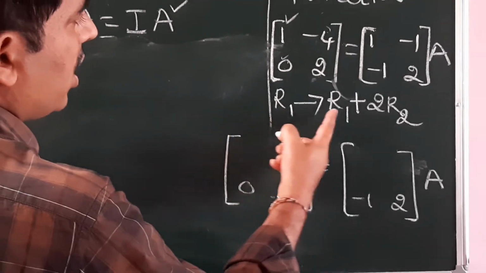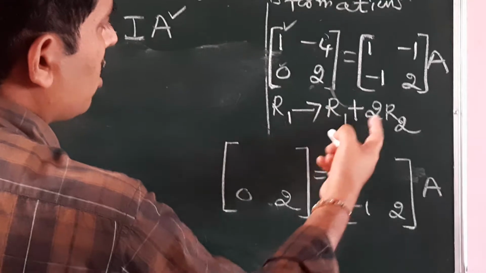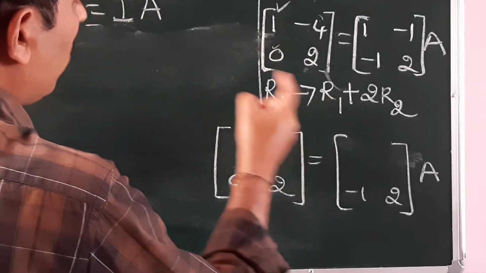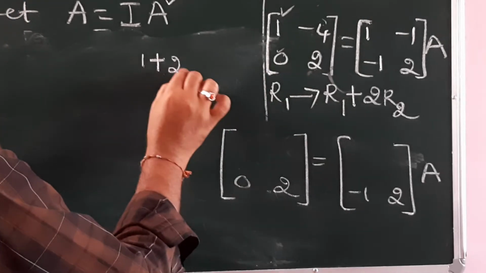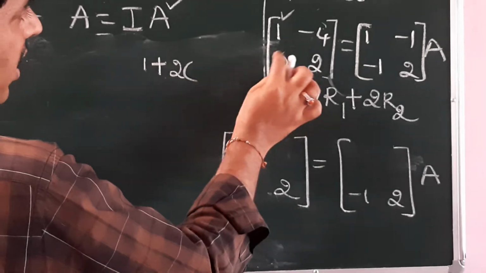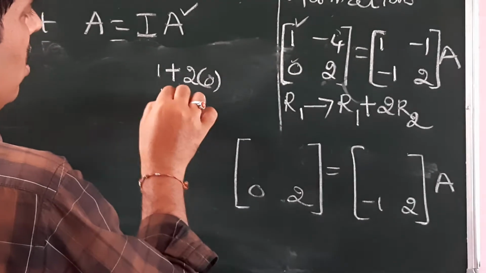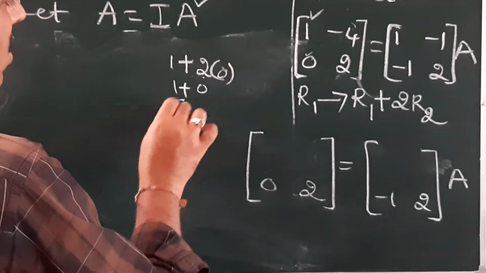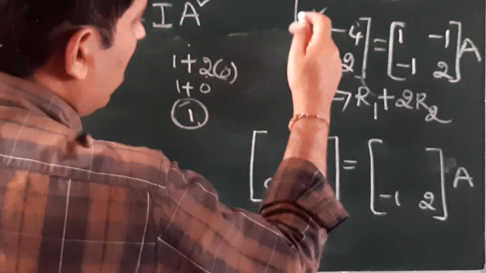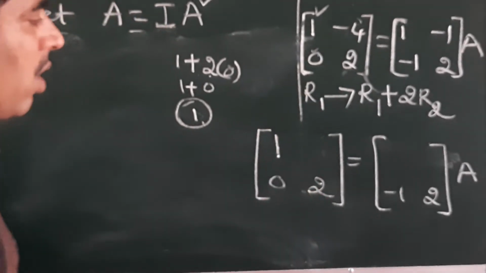Okay, see first row. So first row changes to R1 plus 2R2. Consider the corresponding elements. So R1, see here, consider 1 here, 1 plus 2 into R2. So what is the corresponding element in the second row? That will be 0. So 1 plus 2 into 0 is 0. So 1 plus 0 is equal to 1. So this element will not change here. It remains 1 only.